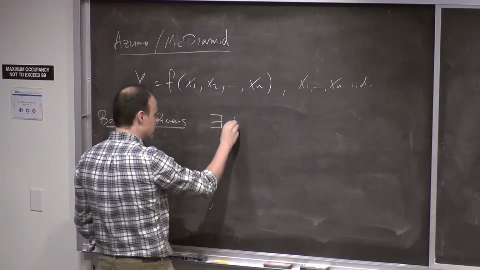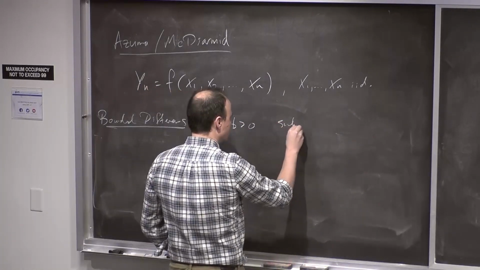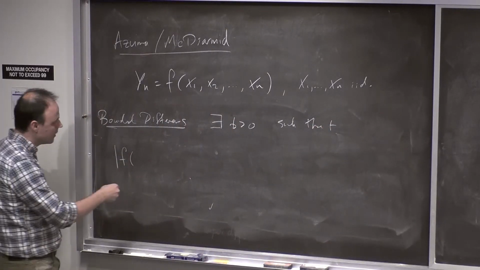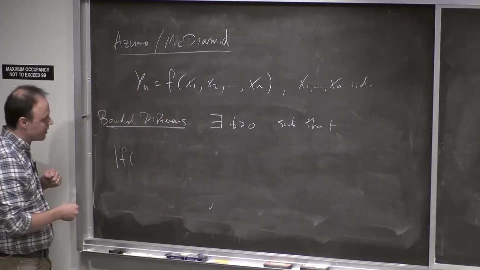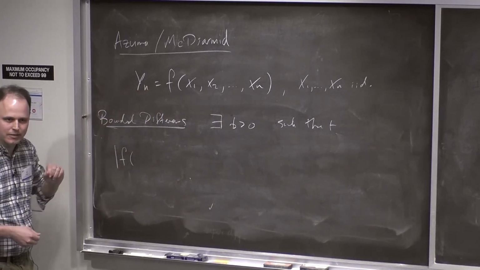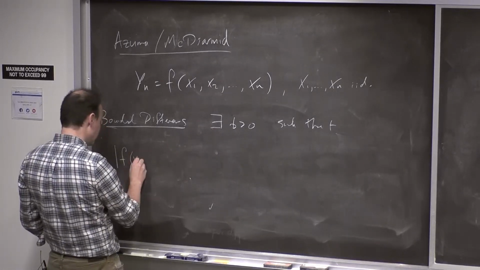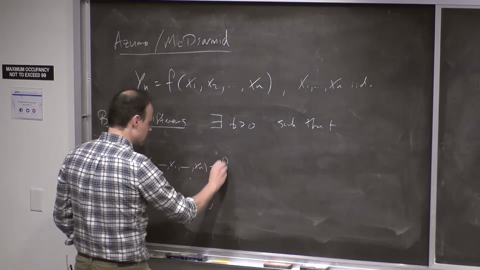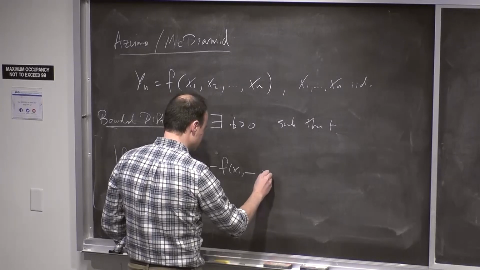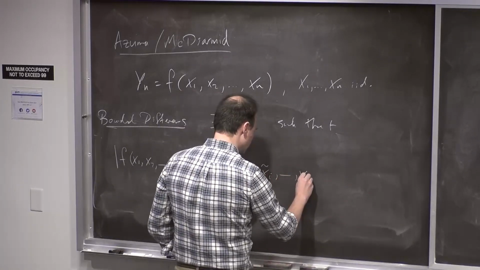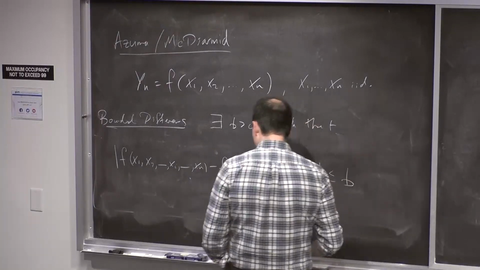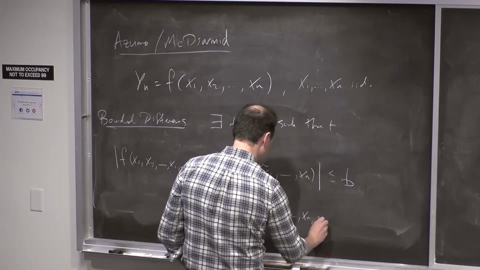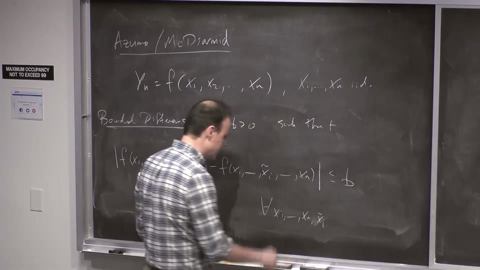Which means there exists some number b, such that if I take, just like Adam wrote yesterday, if I take x1 through xn, just any numbers, and I change xi to be something else, xi tilde, the change in f is no more than b. This holds for all x1 through xn, and for xi tilde, and for any i that you choose.